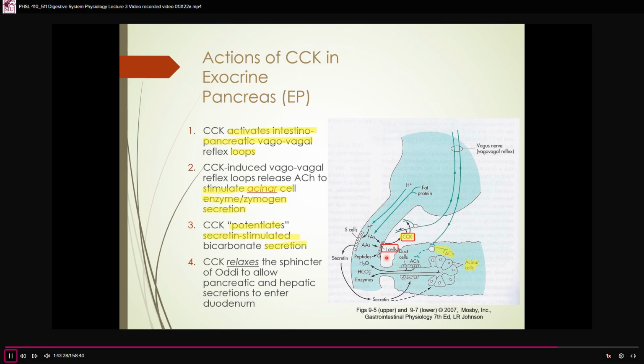So what is a potentiated effect? Again, I just want to remind you that if you were measuring bicarb as an indicator of the pancreas response to secretin, if you gave secretin alone, secretin would give you a modest but significant and sustained increase in bicarb secretion in the lumen there.